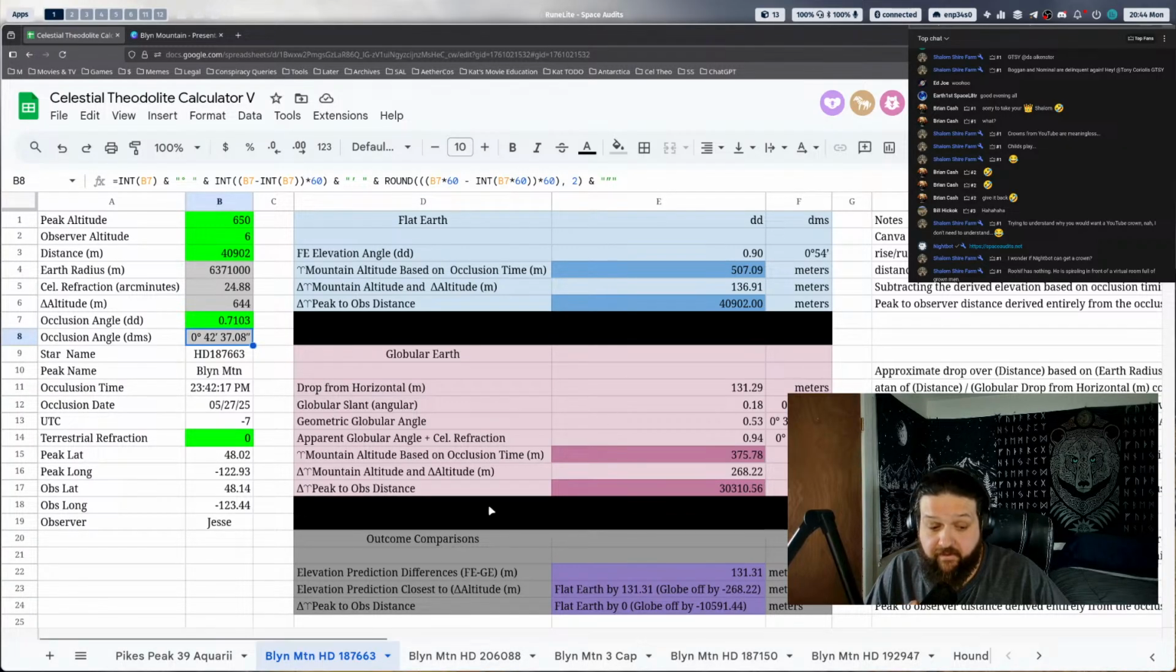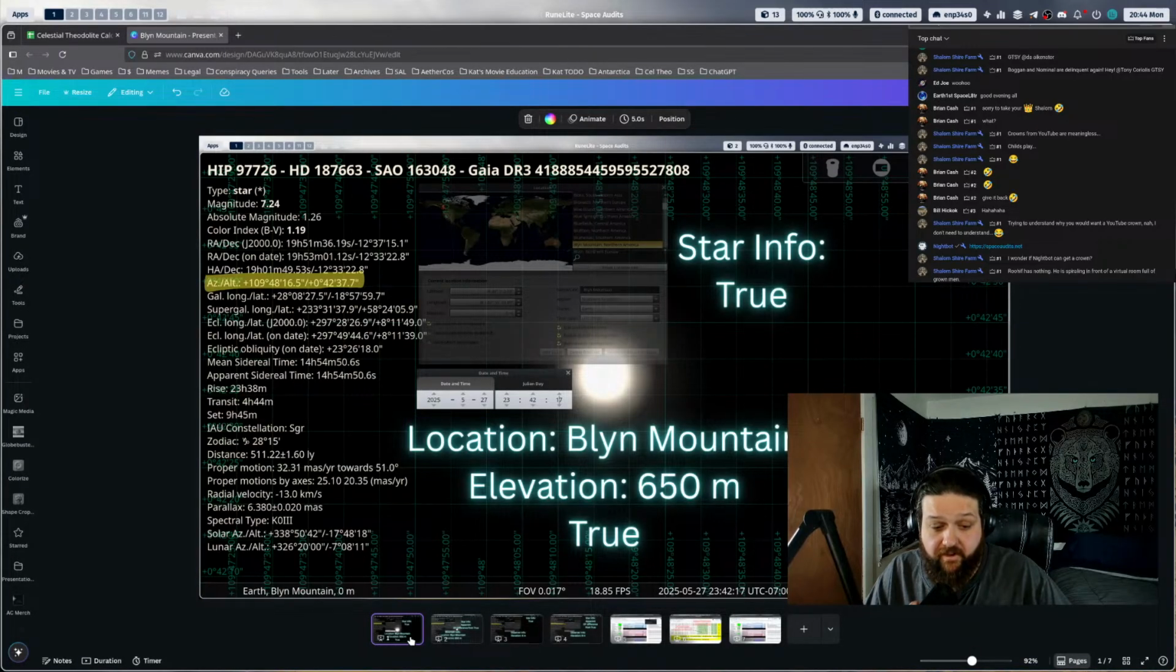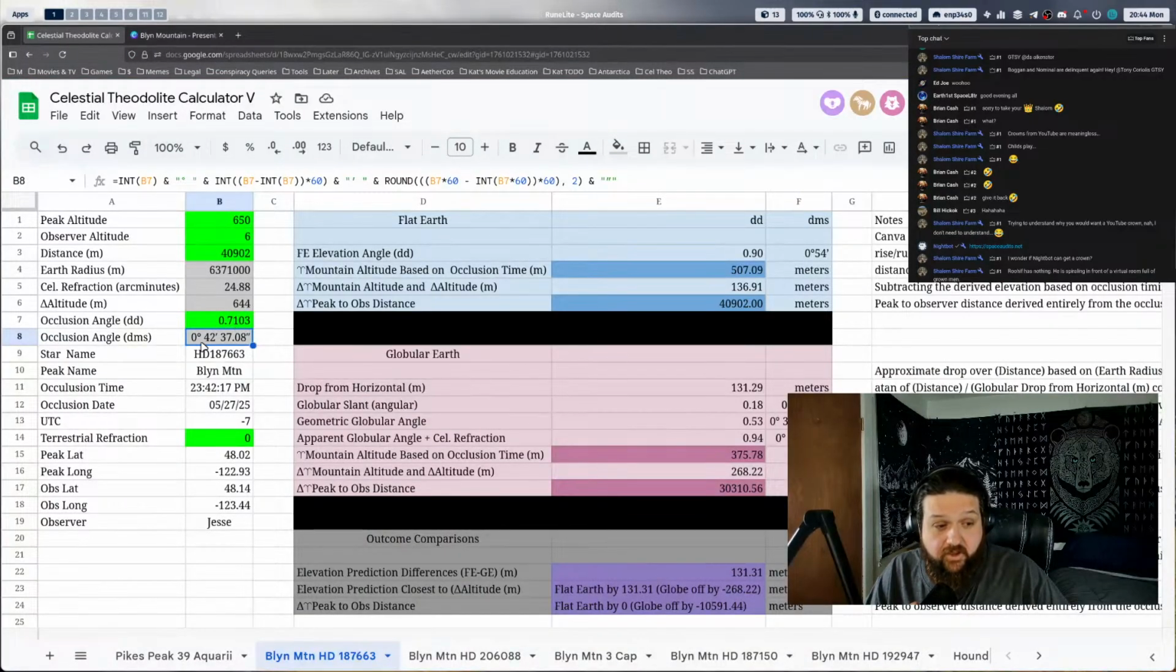Hold on a second. Nothing about this breaks the celestial theodolite. The true position of the star was intersected with the physical peak, just using that timing, 42. What's that? Yeah, so 242. 42 was the true position? Yes. Yep. And the raw flat Earth angle is 54. Yep. Right. So your error is 11.5, 12 arc minutes, right?